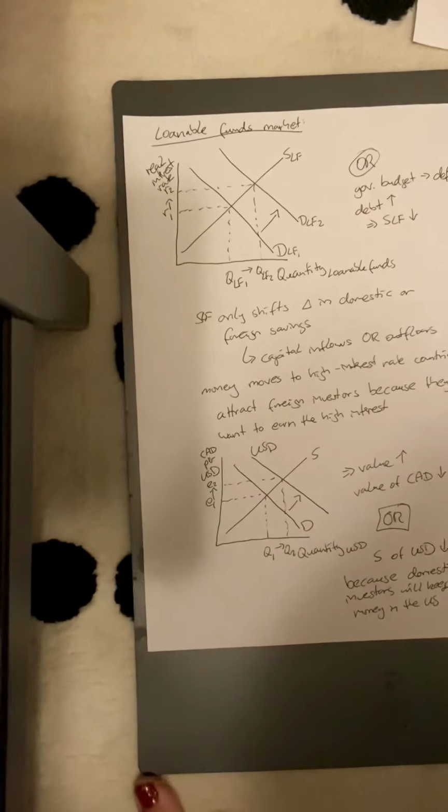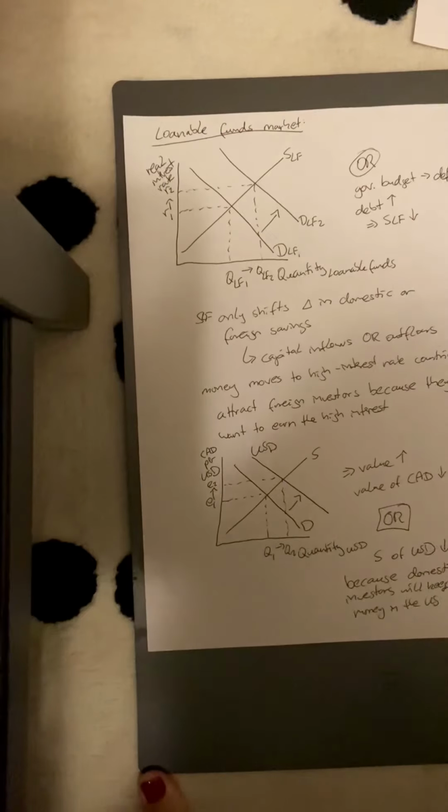Okay, so now you can see we have almost all graphs here. What is missing? The Phillips curve.